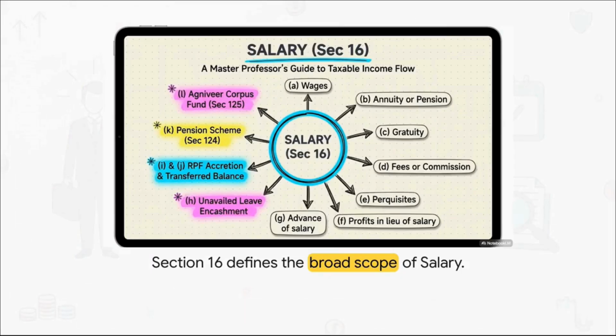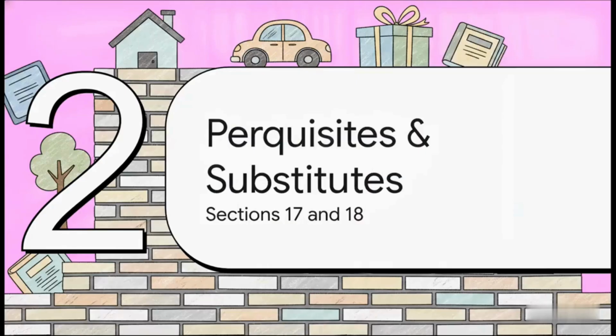Moving on, Section 16 gives us this incredibly broad, inclusive definition of what salary actually means. It's a massive umbrella. It wraps in everything from your standard basic wages, annuities, and gratuity, all the way to modern additions, like the Ognivir Corpus Fund under Section 125, Section 124 pension schemes, and recognized Provident Fund accretions. So yeah, it is way more than just your basic pay. All right, moving right along to Section 2, Perquisites and Substitutes.